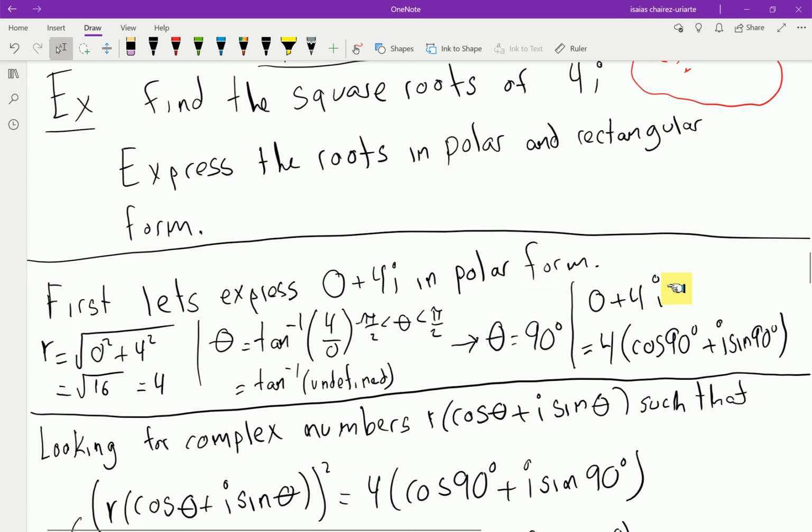All right, so this is my complex number in rectangular form. And here's the same complex number in polar form. It's 4 cosine of 90 plus i sine of 90. So that's the first thing I've done so far. I haven't even taken any square roots yet. All I've done is change the rectangular form to polar form. All right, so now let me actually try to find the roots.